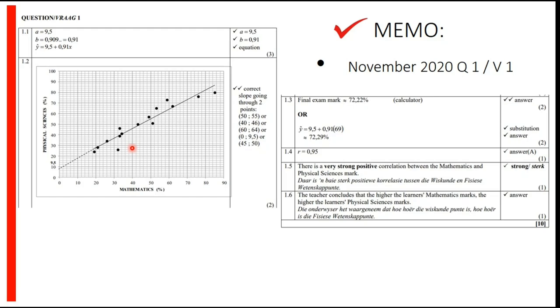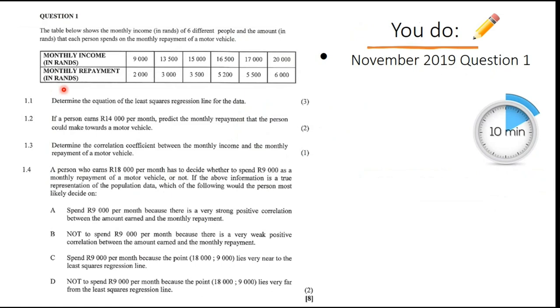So in 1.6, it goes, what trend does the teacher notice? And it's exactly something like that. It says here, the teacher concludes, the higher the math mark, the higher the physics mark. You could have said the lower the math mark, the lower the physics mark, or the higher the math mark, the higher the physics mark. Any of that would have given you that answer. Now, these questions that you see over here, can you see that's 2020? That's not long ago. So this is the kind of question that you guys can and must expect. Now, there's another one. This one says 10 minutes.